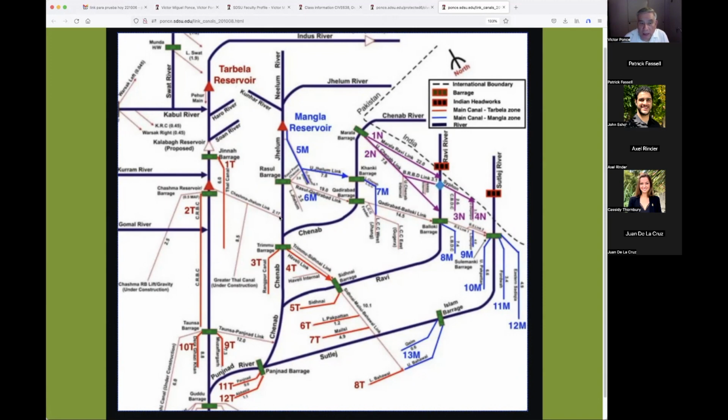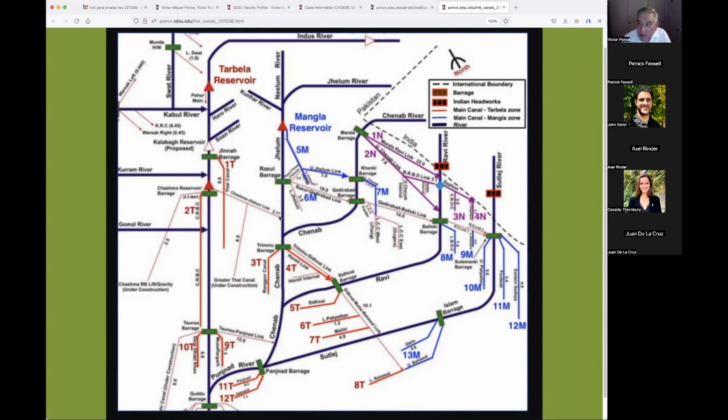Were these channels natural? No, they were entirely artificial. 12 channels in an irrigation system in one country is extremely unusual. Why would the Pakistanis want to do this, or need to do this, more than anything else? Well, you've got to go back and examine the politics of the situation.